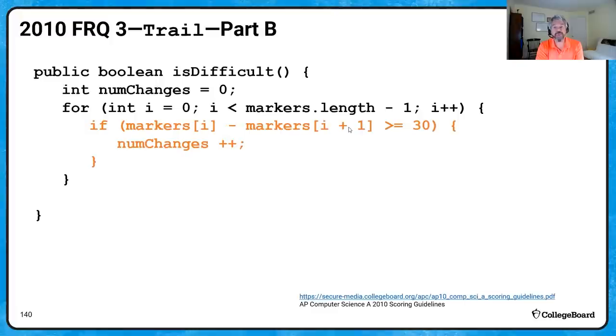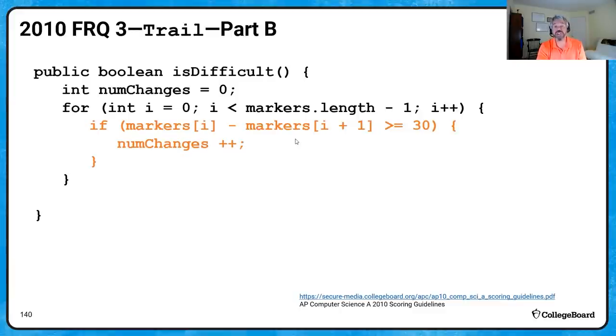And I'm counting the number of times that that difference is greater than or equal to 30. Every time that difference is greater than or equal to 30, I increment the number of changes, but there's a problem with what I've got here. Okay, anybody see it? We said that it's very important we keep track of whether or not the difference is greater than or equal to 30, either increasing or decreasing.